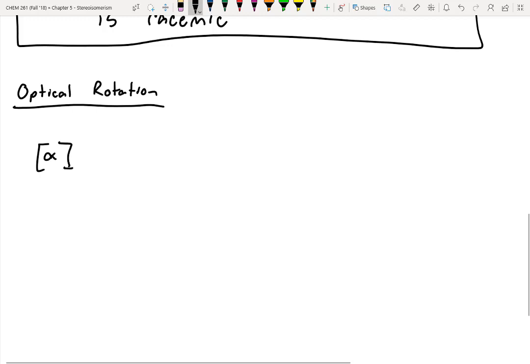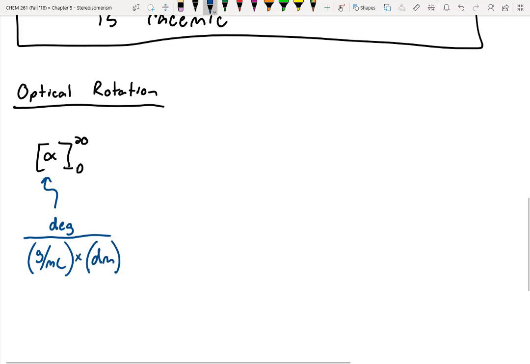All right, so the symbol for optical rotation is lowercase alpha in brackets. And then oftentimes, you'll see a number at the top and a little letter at the bottom. So let's break this down and describe the units for optical rotation. The units are pretty specific. It is degrees over concentration, and concentration is done in grams per milliliter, not molarity. Don't ask me why. And that is times your path length in decimeters.